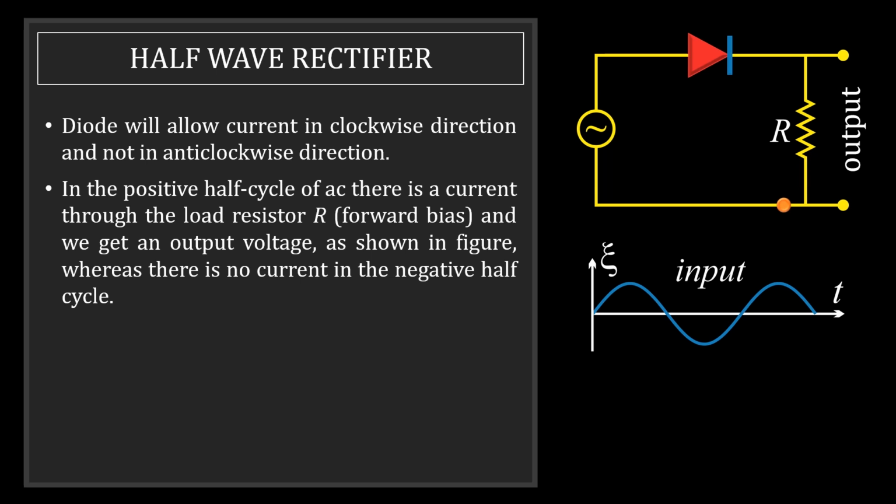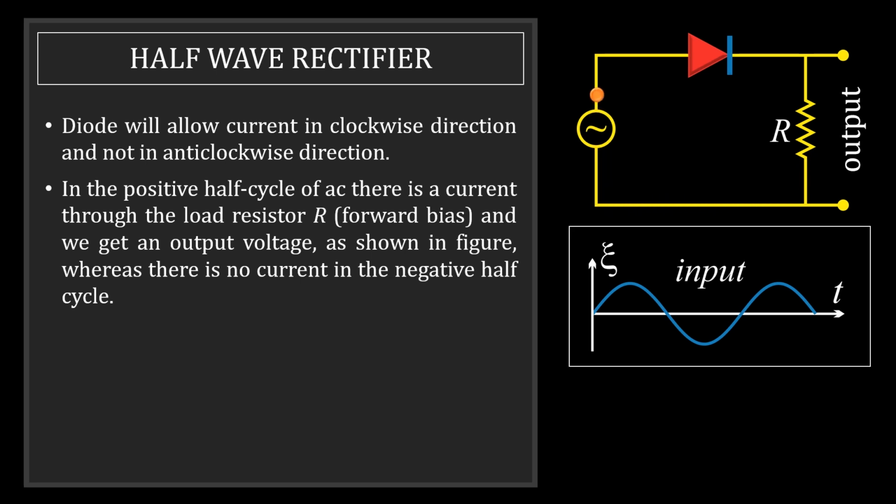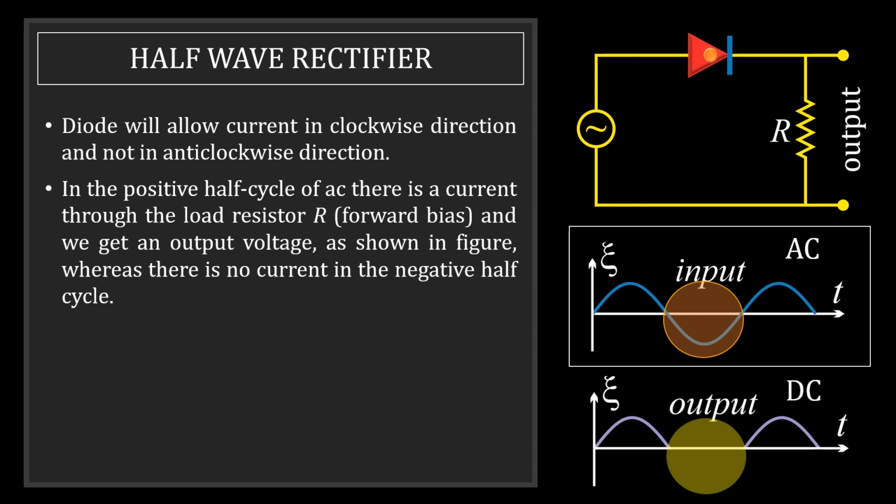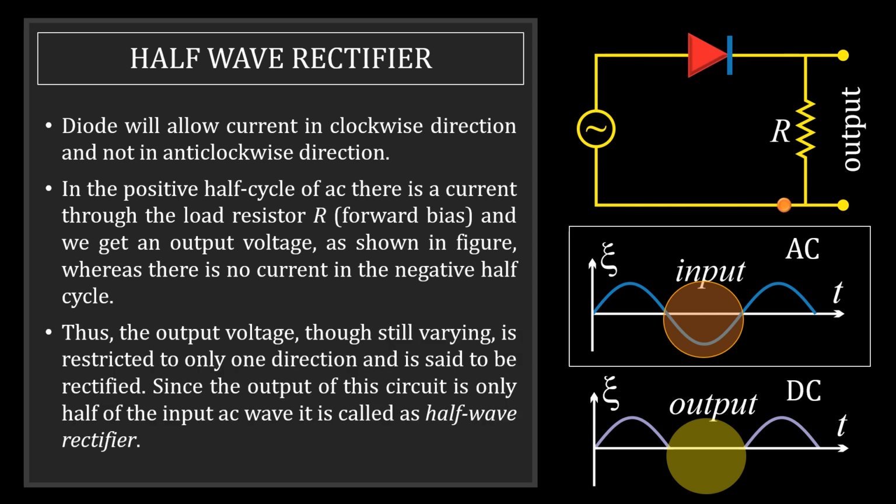I am showing you the same in the graph. This is the input and this is the output. As you can see, when the current was anti-clockwise, the diode did not allow any current to flow. So this is AC while this is DC. Because it corrects only half cycle of AC, therefore it is called half-wave rectifier.